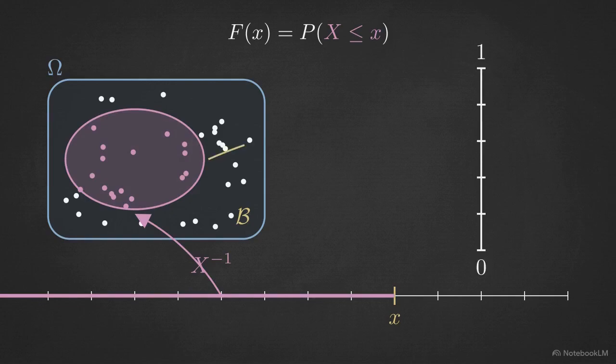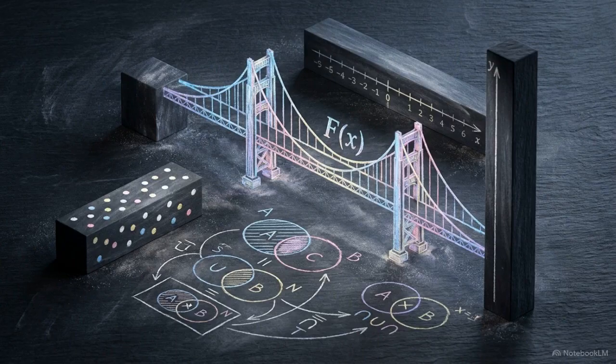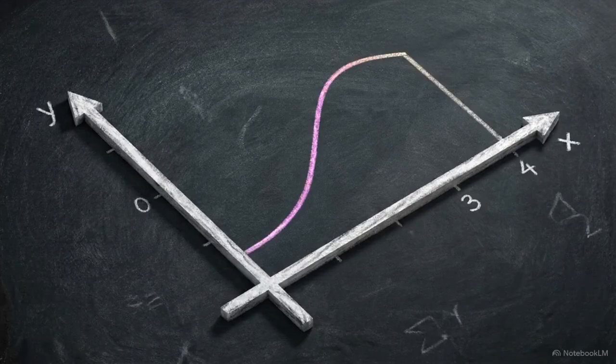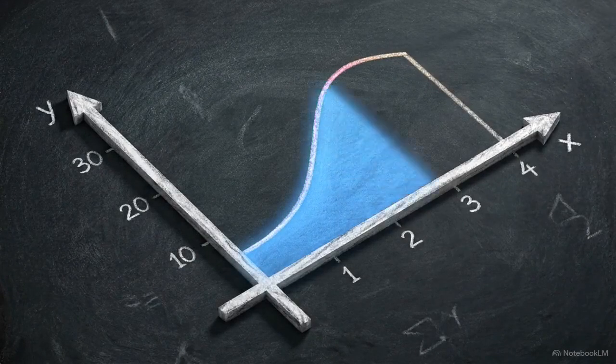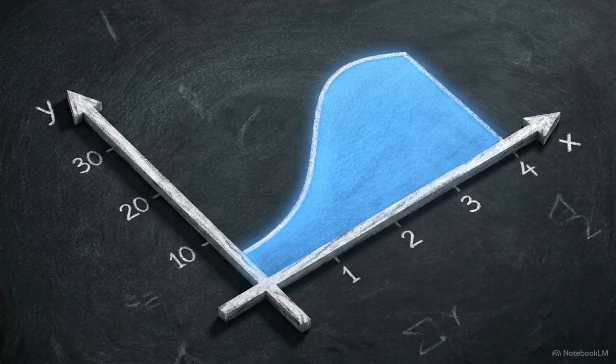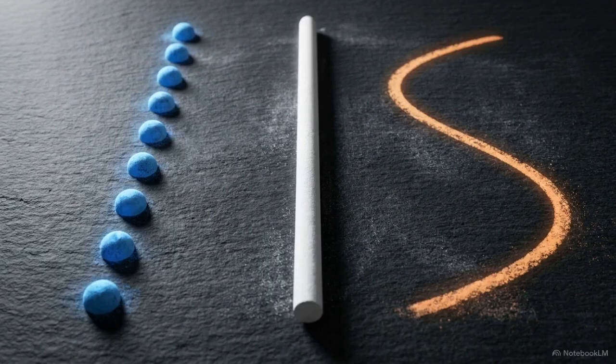We then apply the final step, executing the probability measure P onto this specific subset. The pipeline is complete. The formula F of x is actually a composite function bridging three distinct topological spaces. And this composite mechanism is the only way to mathematically guarantee that probability accumulates correctly across a distribution. The exact properties of this mapping pipeline dictate the typology of the entire statistical distribution.